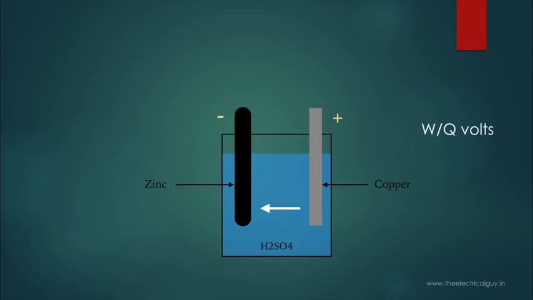As we are successful in creating potential difference between these two plates, now it is obvious that electrons will flow from the zinc rod to the copper rod. We only need to connect these two rods with wires. And this flow of electrons through the wire is what we call electric current.